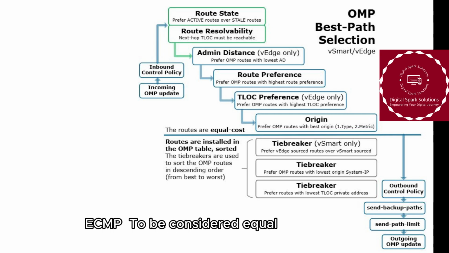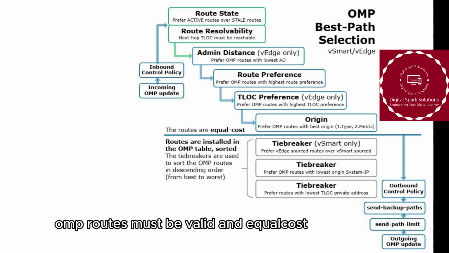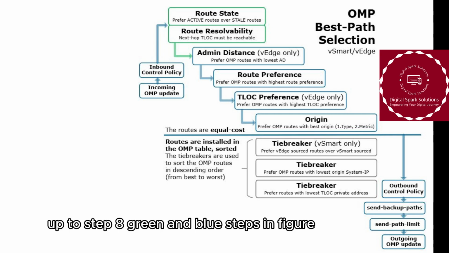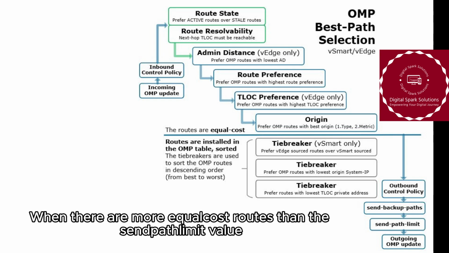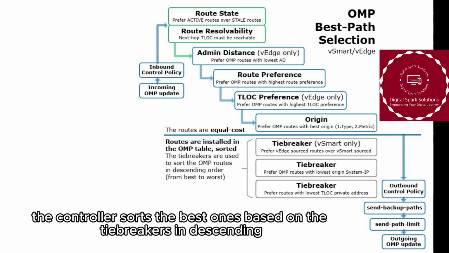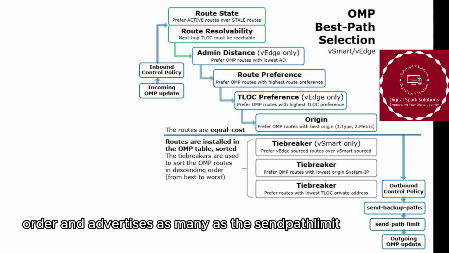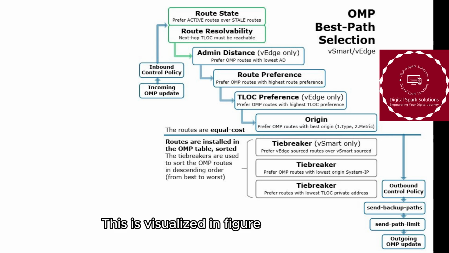ECMP: to be considered equal, OMP routes must be valid and equal cost up to step 8, the green and blue steps in the figure. When there are more equal cost routes than the send path limit value, the controller sorts the best ones based on the tiebreakers in descending order and advertises as many as the send path limit. This is visualized in the figure.